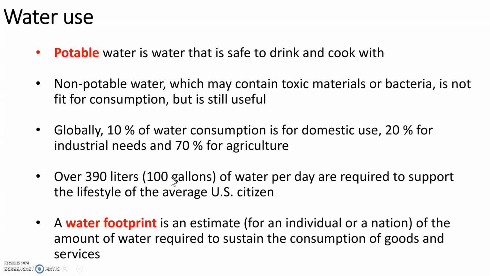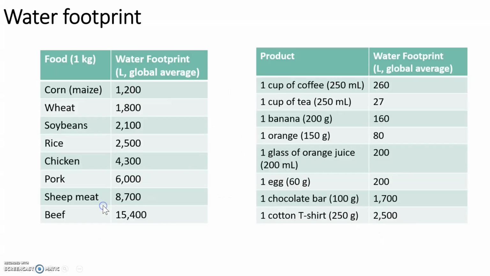Obviously, you're not drinking this amount of water, and this isn't even just going into things such as bathing. Water is used in a lot of different products, and so we can look at a water footprint, which is the estimate of the amount of water required to sustain the consumption of goods and services. So when we look at our water footprint, we're looking at how much water goes into the food that we grow. So in order to grow 1 kilogram of corn, it requires over 1,000 liters of water.